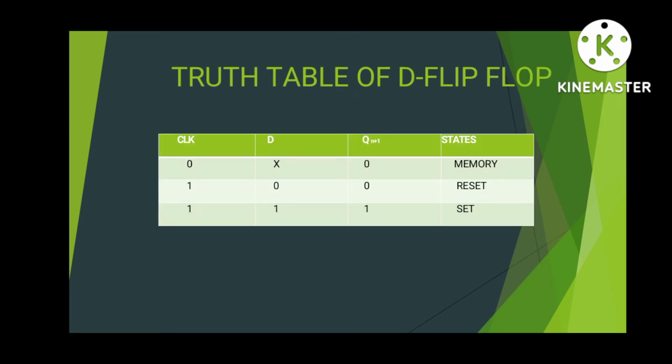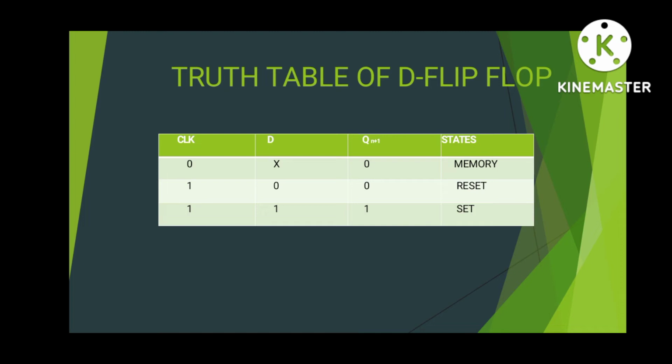Truth table of D flip-flop. This is the truth table of D flip-flop. When clock input is 0, the output is also 0, that is Q n plus 1. In this state, we don't require any input D, so there is a cross. And this state is known as the memory state.